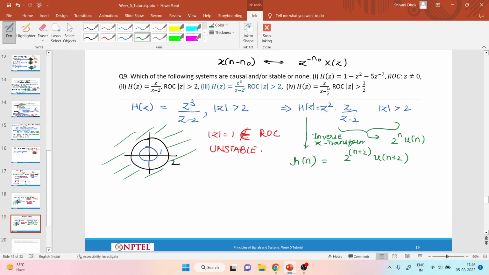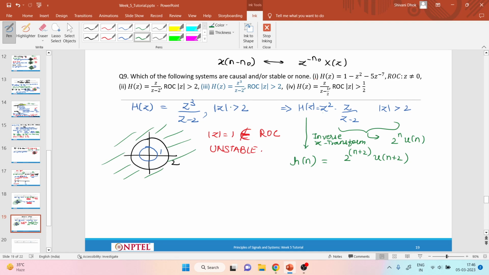Is it okay now? So was this your confusion or is there something else? No, even this is confusing. The above h of z is equal to z square into z by z minus 2. How could you find the inverse? Inverse of z by z minus 2, I understand.